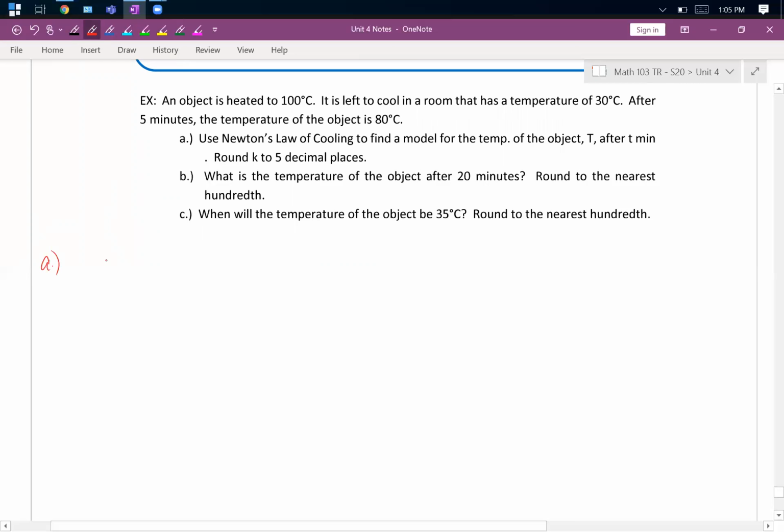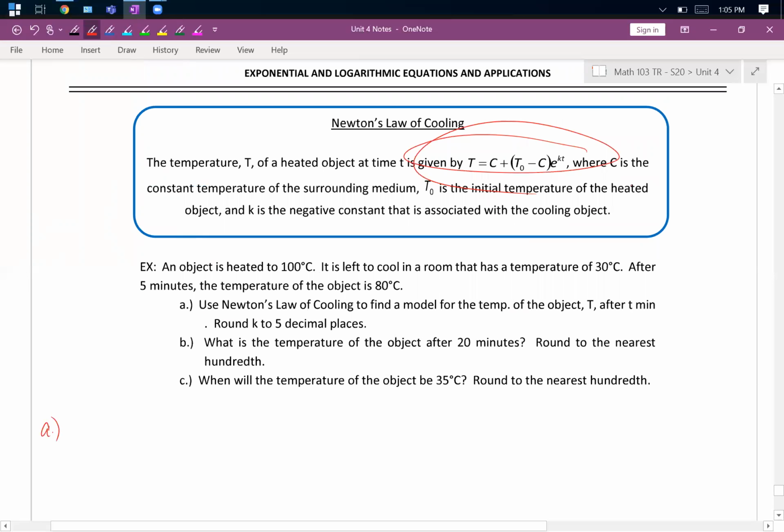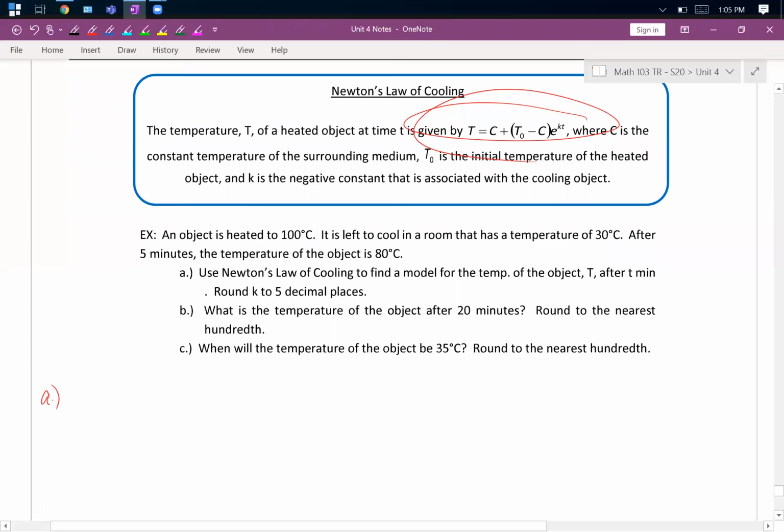So starting with A, well, we need quite a bit of information. We're going to be solving for k in this formula up here. So that means I need to know what T, C, T sub 0, and little t are so that I can plug in. They gave us a bunch of information. Let's just figure out what it all is.